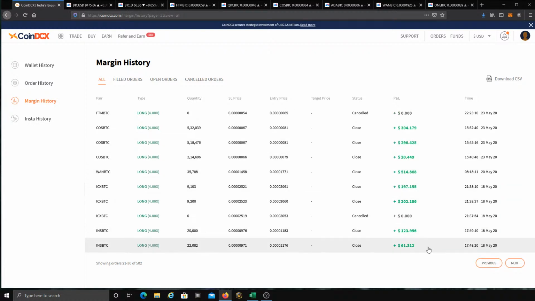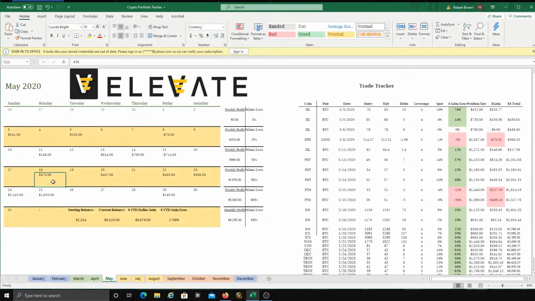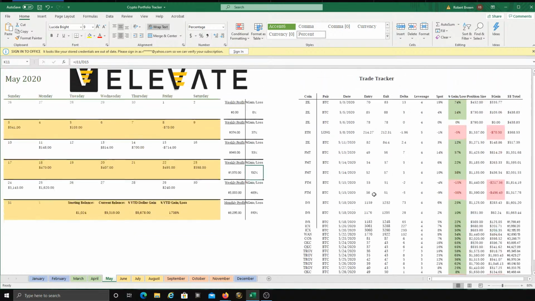Okay, so the following week, here's May 18th. So now we're in this week. Pretty good week that week. We did $2,000 or about 192%. So from the 18th to the 23rd, what did we play?